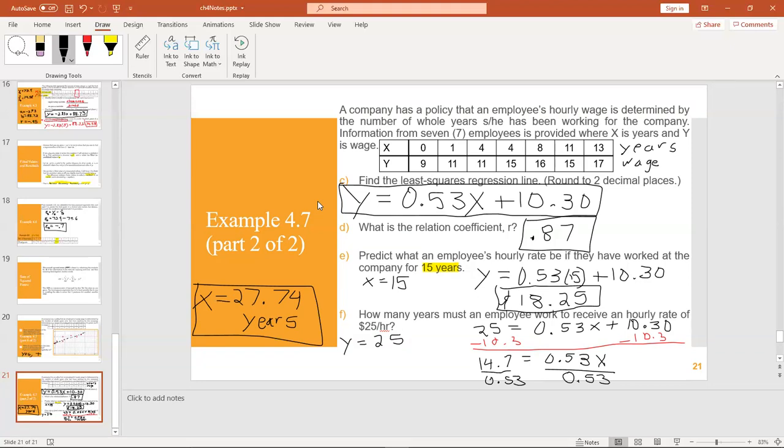So that, my friends, is the end of chapter 4, where we've done linear regressions and talked about correlations, how to find them and how to interpret them and how to use them. So I will see everybody next time.